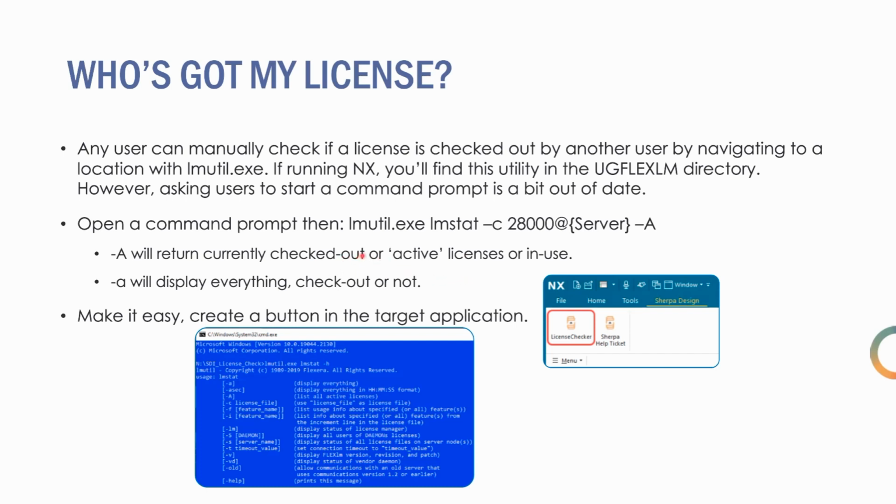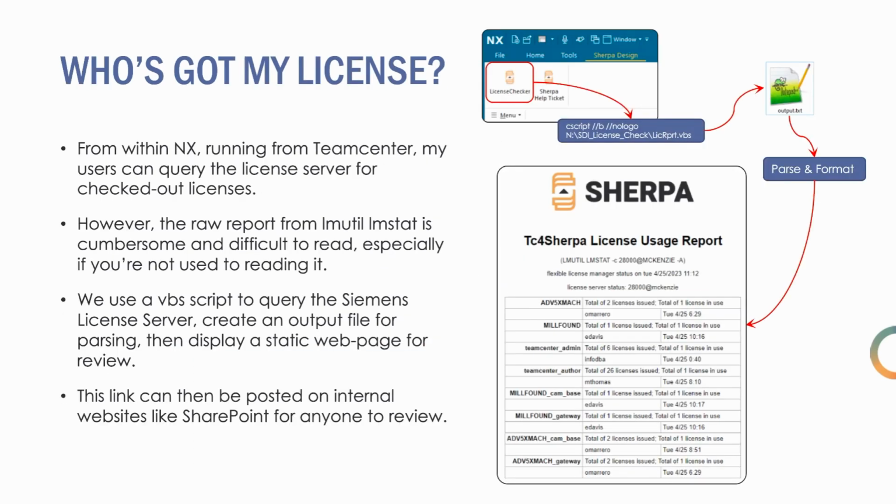So what we've done is created a VBS script and a button to create a report. So who's got my license? So in NX, in my Teamcenter sessions, I've got a button that basically looks out and runs a VBS script. It creates an output file, which is basically the raw report from lmutil lmstat. It is parsed and formatted and dropped into an HTML format. And here I can see who's got what licenses.